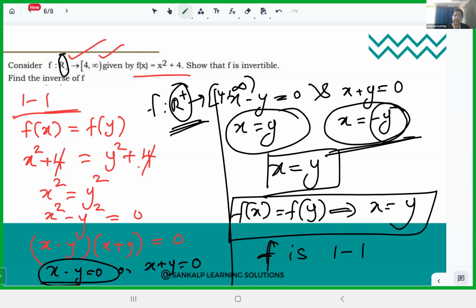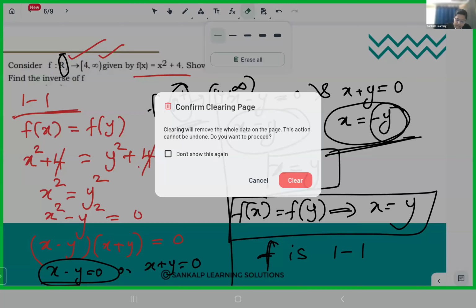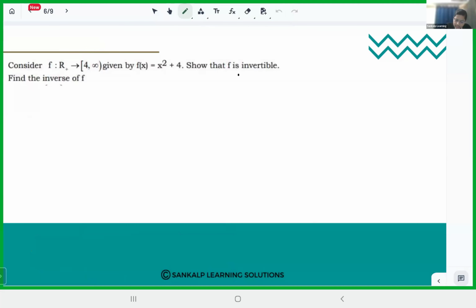Okay. So it is clearly a 1-1 function. Now what you have to do? I have to find out whether it is onto or not. It will definitely be onto because they have given in the question that f is invertible. If f is invertible, it is definitely a bijective function. So it will definitely be onto.